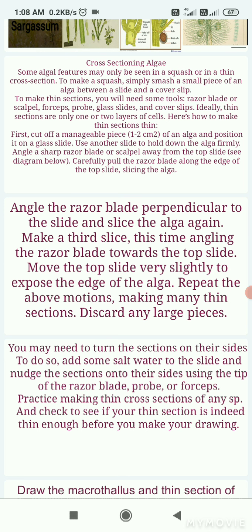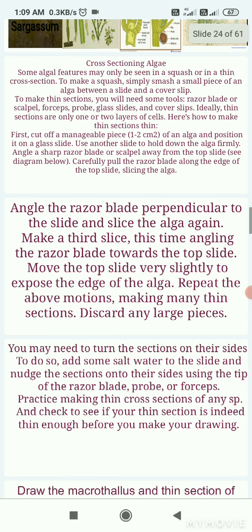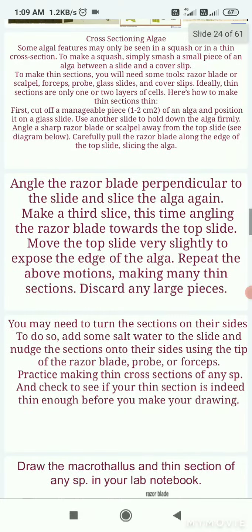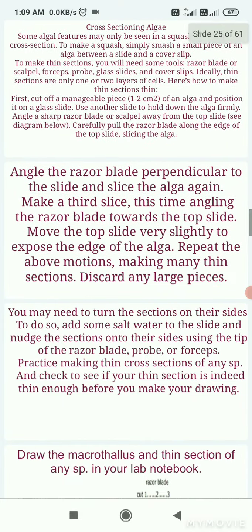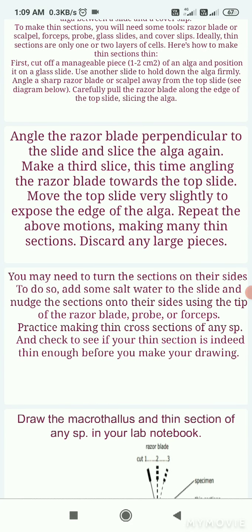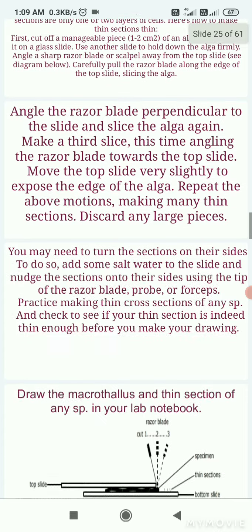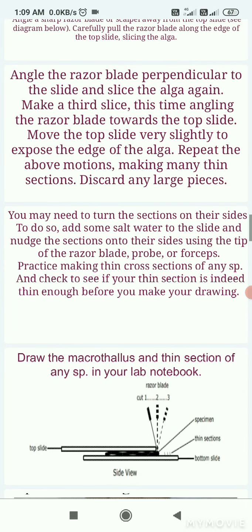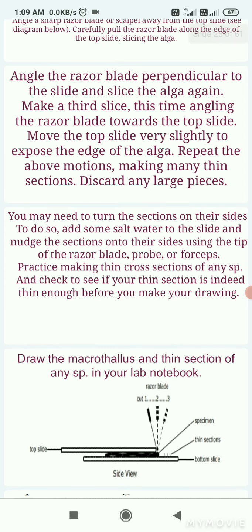Likewise, angle the razor blade perpendicular to the slide and slice the alga again. Make a third slice. This time angle the razor blade towards the top slide and move the top slide very slightly to expose the edge of the alga. Repeat the above motion, making many thin sections and discard any large piece of the section.